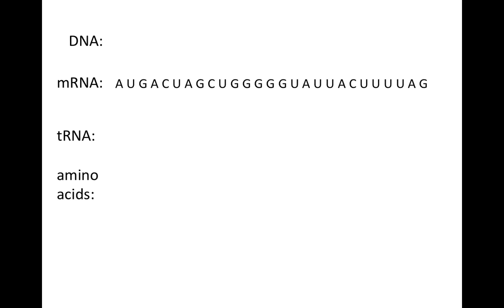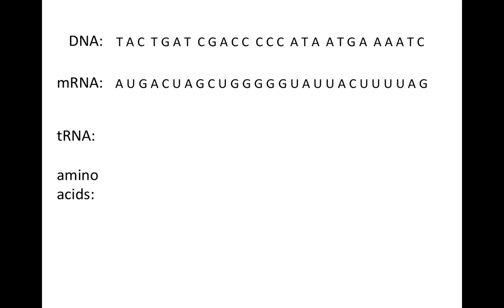So this one is telling you to go backwards, and this is your first question in your translation practice that you're going to work with partners. So in this case, it gave you the mRNA. So you're going to have to work backwards to find this. Just like we've seen before, you're going to find your complementary bases. It would give you something like this.